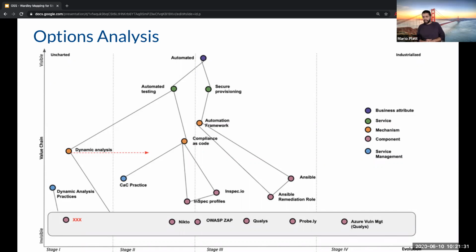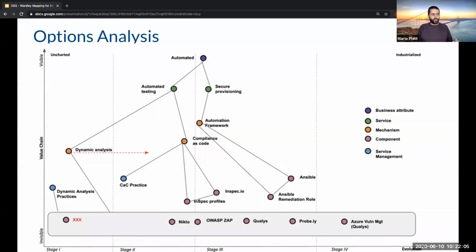To do secure provisioning, I need an automation framework. To do automated testing, one of the things I need is compliance as code, right? So the components that enable them are Ansible and Ansible remediation roles for the automation framework, and InSpec to do my compliance as code. And in this map in particular, we should assume for the purposes of this map that we're not yet doing dynamic analysis. That's something that we're now exploring.